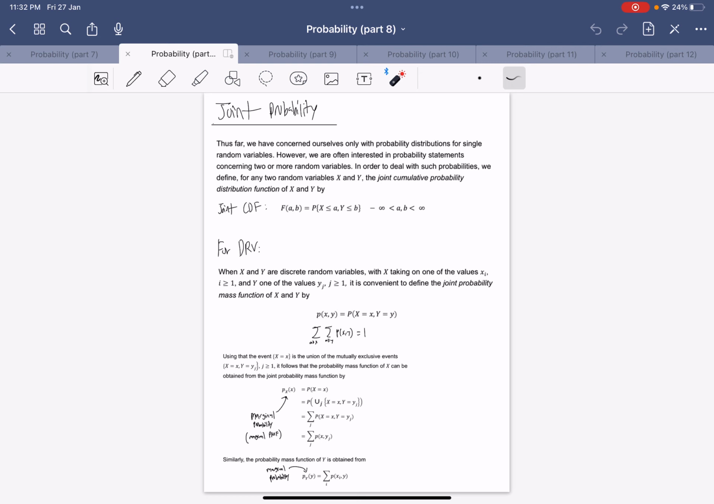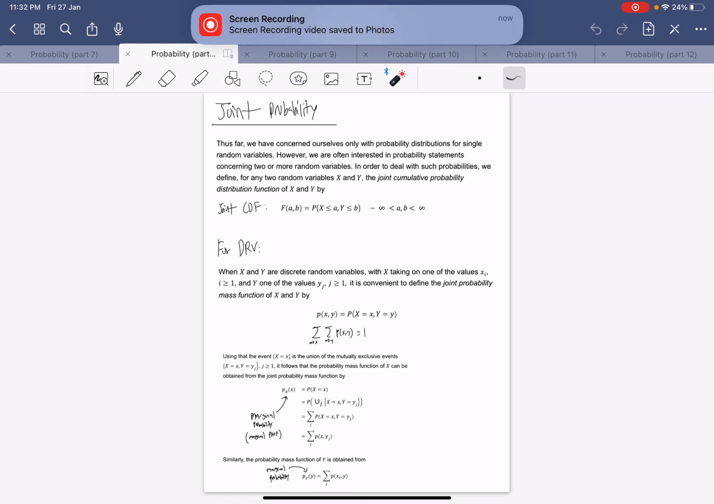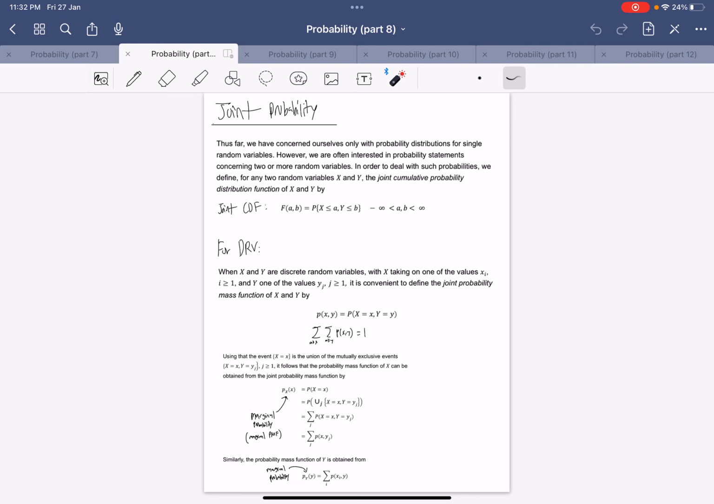Hi, in this video we'll be continuing our journey into probability. We are following the textbook by Sheldon Ross, A First Course in Probability, and after going through all the continuous random variables and discrete random variables, we want to ask ourselves: what happens when we are dealing with two or more random variables, and how are these random variables related to one another? And so let's take the case of two random variables.